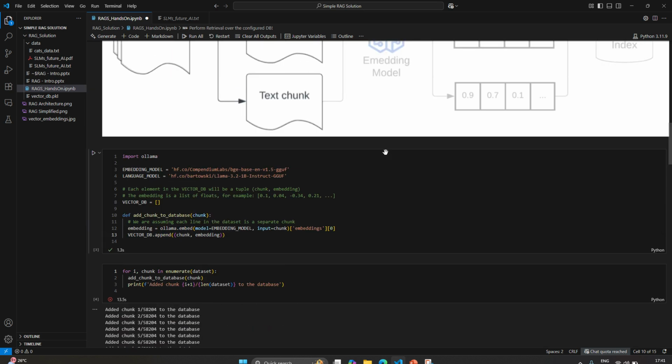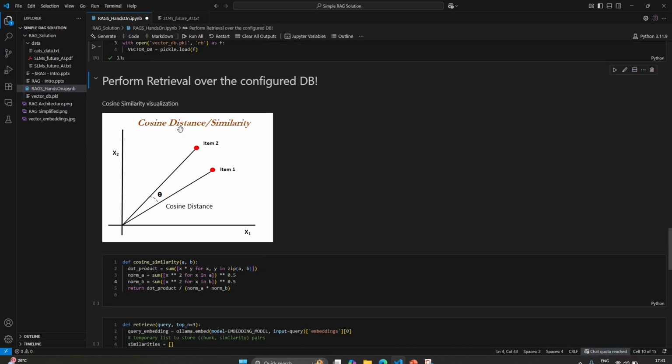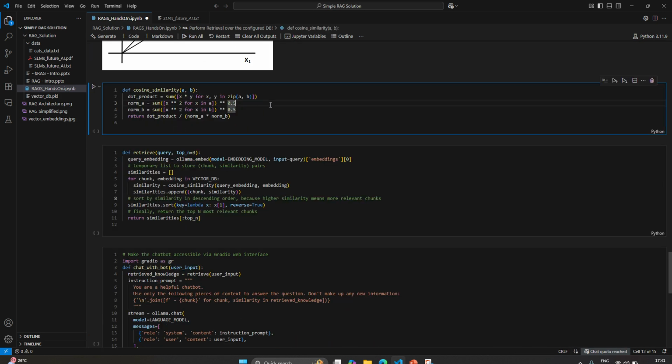For example, if I just go up over here, if you take a word called baby, and it is evaluated against newborn and human, it will have a much closer cosine similarity metric returned back, right? So we set up the cosine similarity, and this cosine similarity is what we use in our retrieval. So this is one of the helper functions.